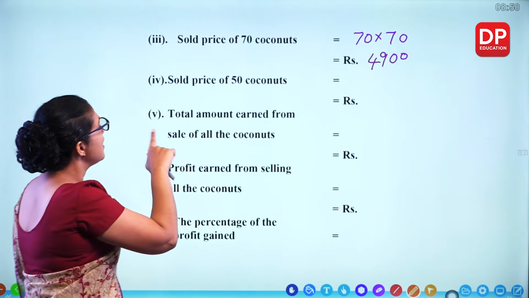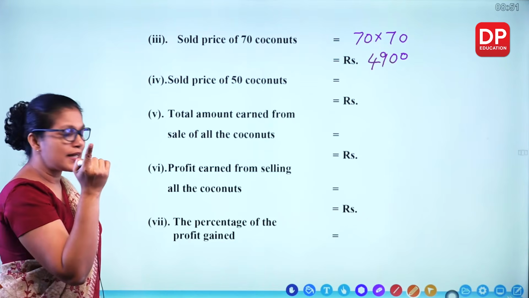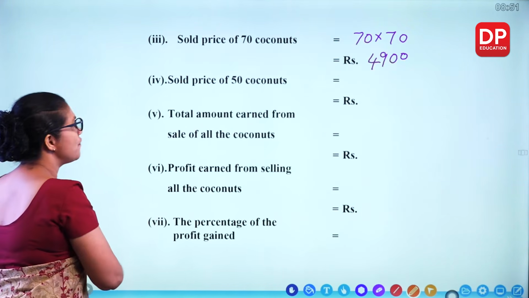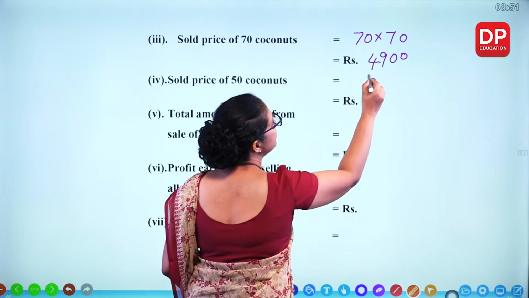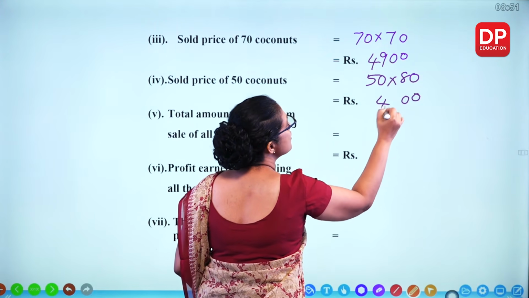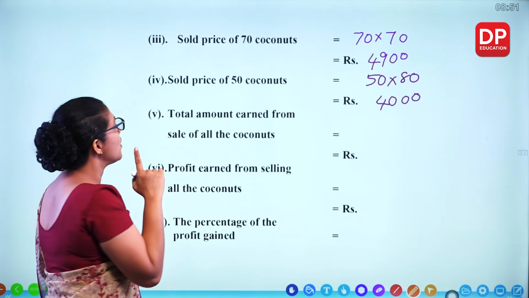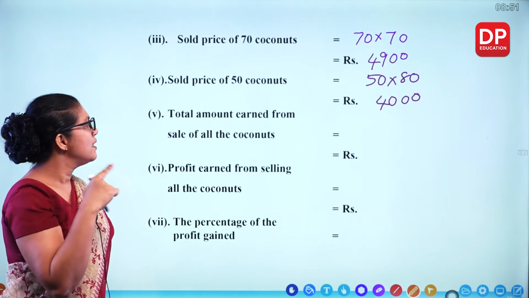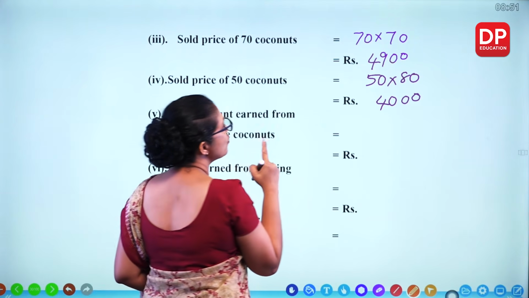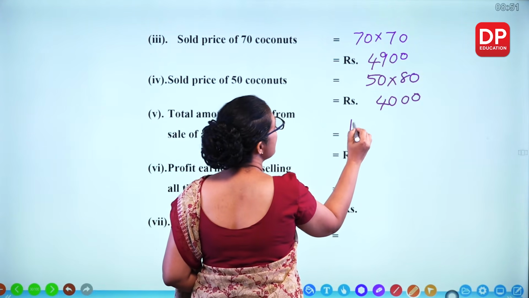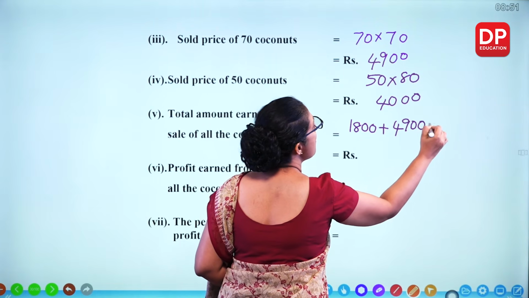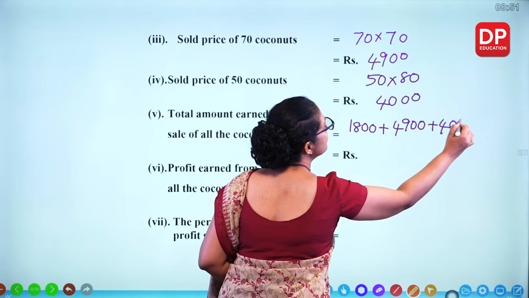That's 4,900 rupees. And the sold price for 50 coconuts, each one 80 rupees. So, 50 times 80. That's 4,000 rupees. So, what's the total amount earned from selling coconuts? So, you have to add all together. So, 1,800 plus 4,900 plus 4,000.